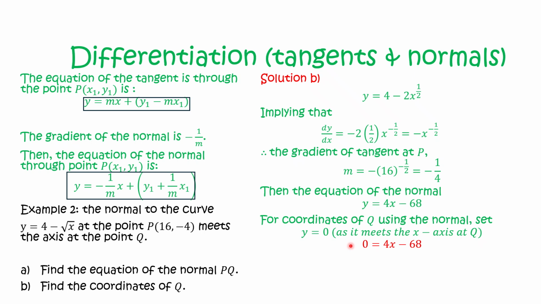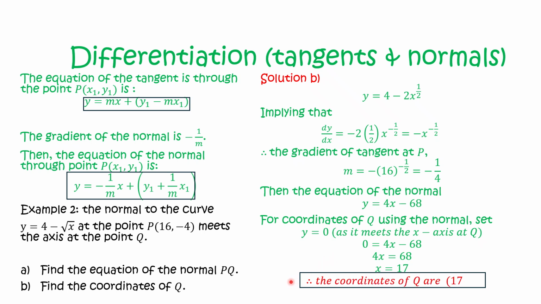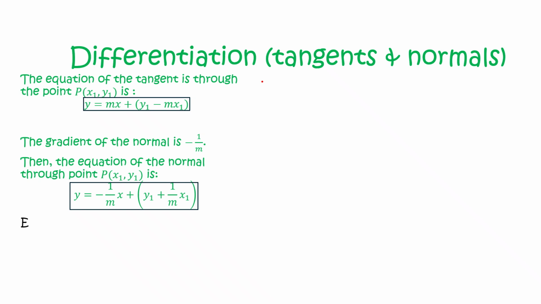So with that, we move on to solve for x by moving the 68 to the other side so that it becomes positive since it was negative. Then we divide throughout by 4 so that we obtain our x of 17. Now that x is equal to 17, we know that the y coordinate is equal to 0. Therefore, the coordinates of point Q are (17, 0). And that's how we solve part B of example 2.